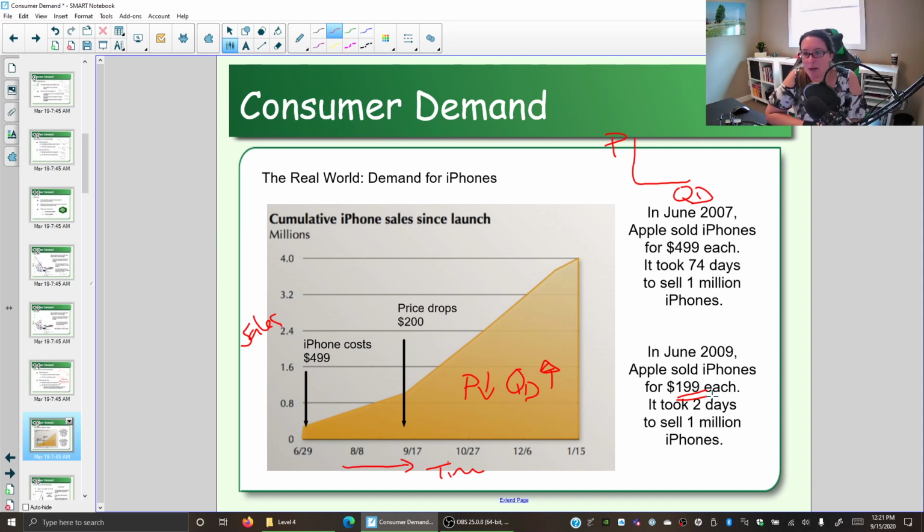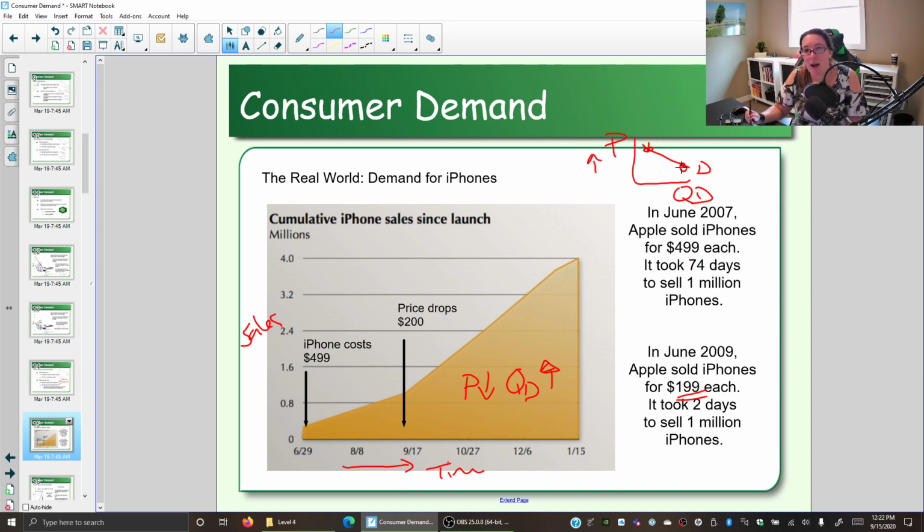If we look at the price of an iPhone today, right, in 2020, iPhones now are $1,500. What's happening to the amount of iPhones that are being sold? So we're at a lot higher price. What's happening to the quantity demanded? Well, according to the demand curve, if it's now $1,500 instead of $199 or $499, there should be a lot less that we're willing and able to buy.